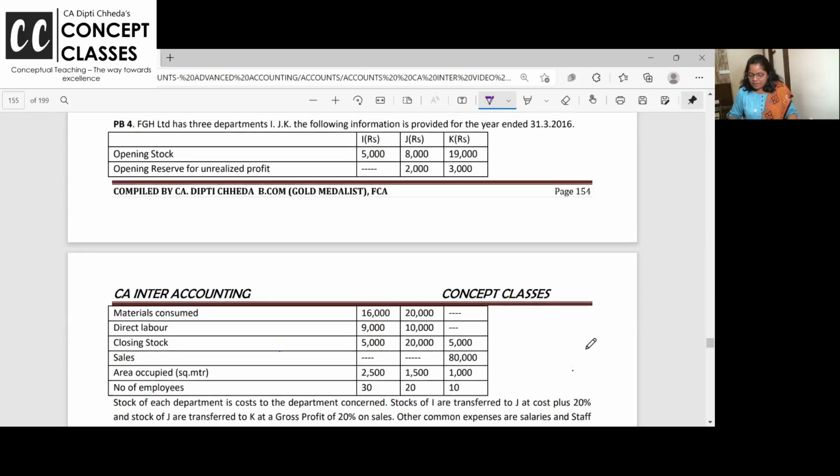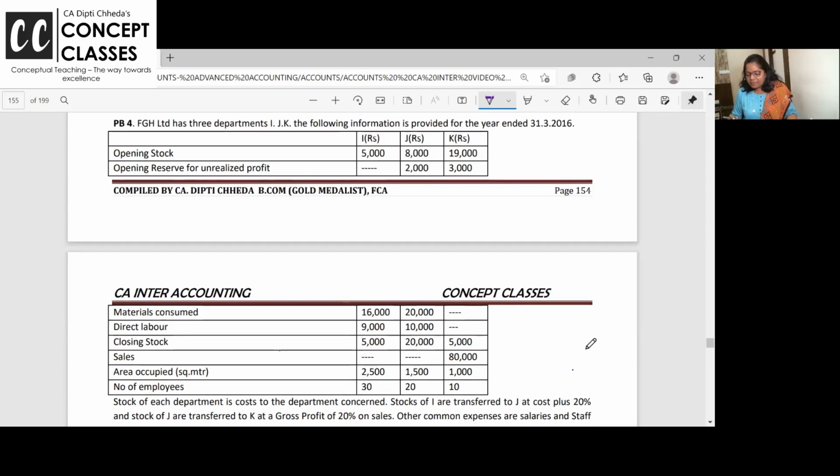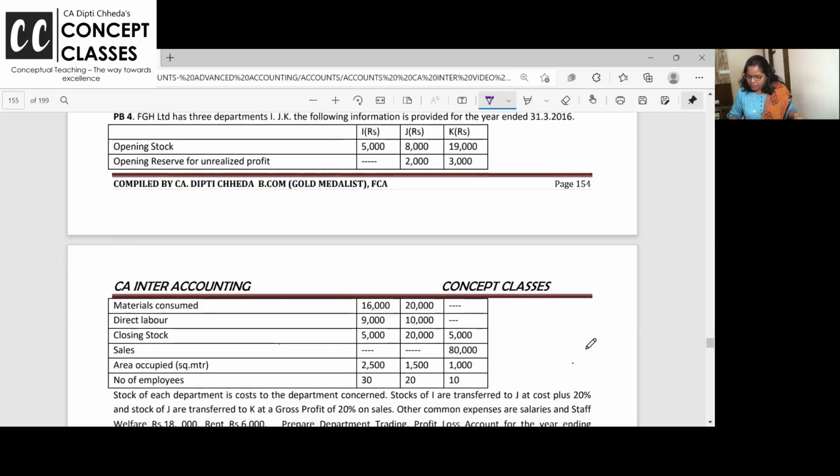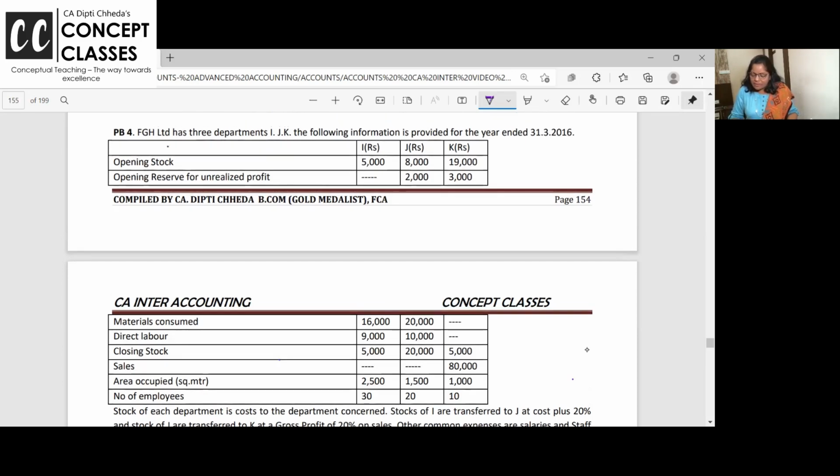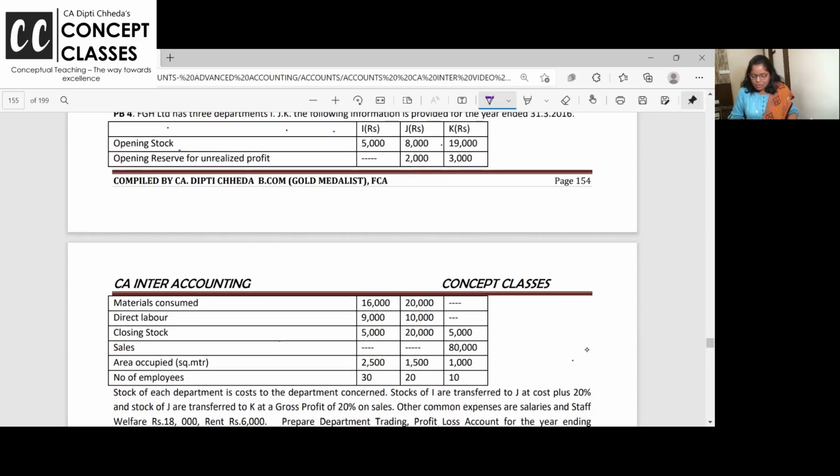All the app students, you are all having the material. So you can just open. We are on page number 154. FGH Limited has 3 departments, I, J, and K. Opening stock is given to you. Opening stock reserve. Like closing stock reserve is there. That in 30,000, just now I said, 5,000 is the stock reserve. My stock with you is lying at 30,000. In that 5,000 is the stock reserve. So 25,000. Right. So like that, next year it will become opening stock reserve.